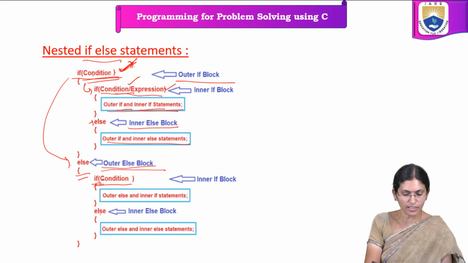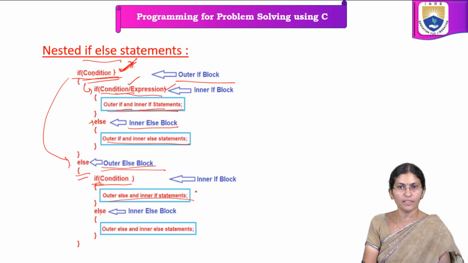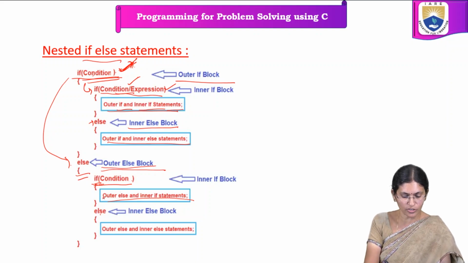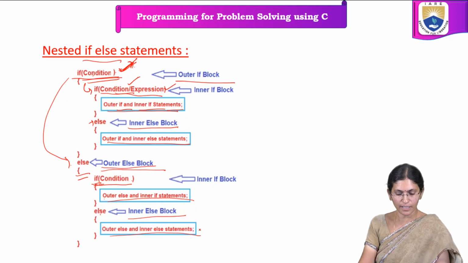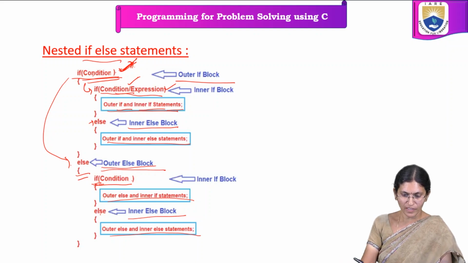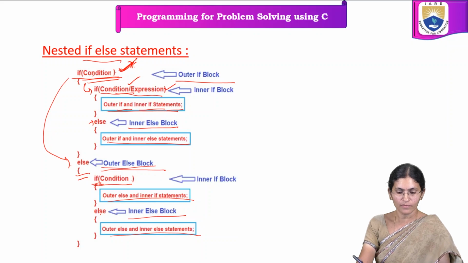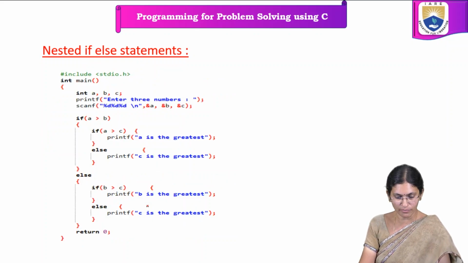So here it will check the condition. If this condition is true, then the outer else and inner if statements are executed. If this condition is false, then the outer else and inner else statements are executed. So in this way, we can understand the nested if else statements.